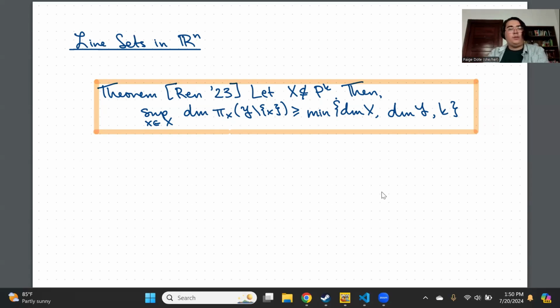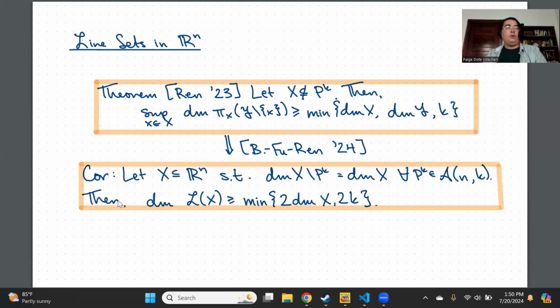Using this result and the result of myself, Yu Fu, and Kevin Ren, we can get the following corollary, which is like a continuum version of Beck's theorem in higher dimensions. We take a subset of R^n such that the dimension of X minus any k-plane is equal to dim X. Then the dimension of the set of lines spanned by X is at least the minimum of 2 dim X and 2k. Here I commonly think about k being equal to n minus 1, because the dimension of the set of lines contained in the Grassmannian is at most 2 times n minus 1.